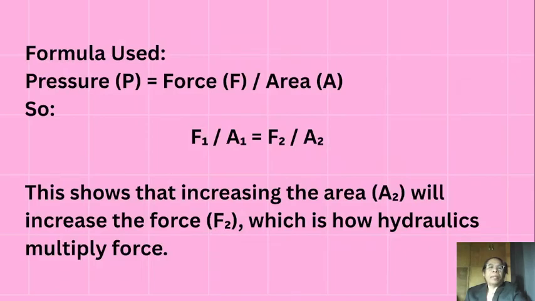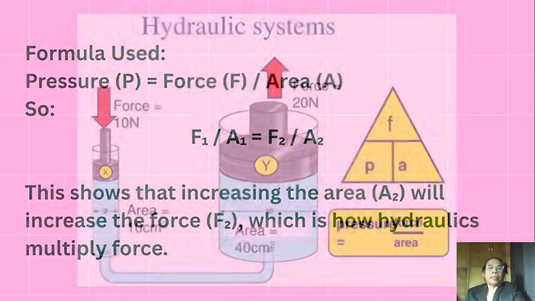And then the formula to be used is P equals F over A. So F1 over A1 is equal to F2 over A2. As already corrected in the previous slide, this shows that increasing the area A2 will increase the force F2, which is how hydraulics multiply force.